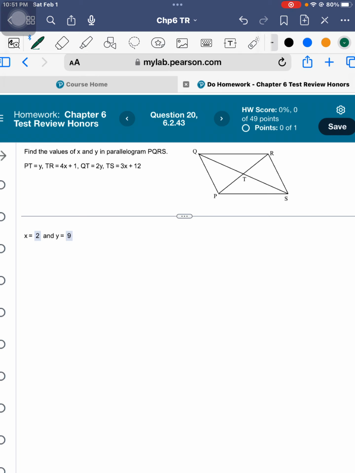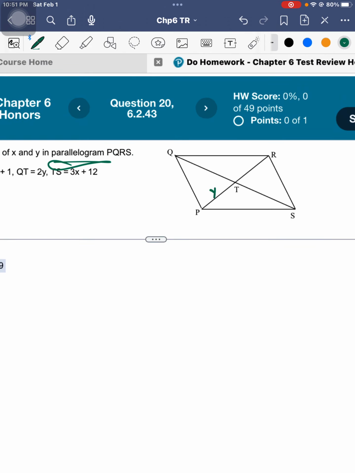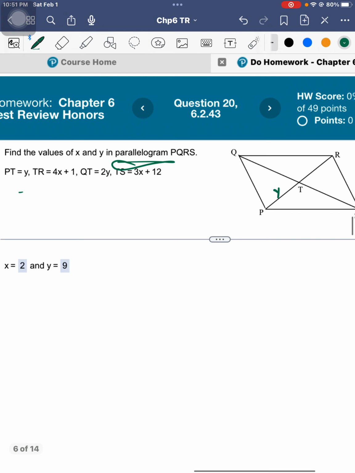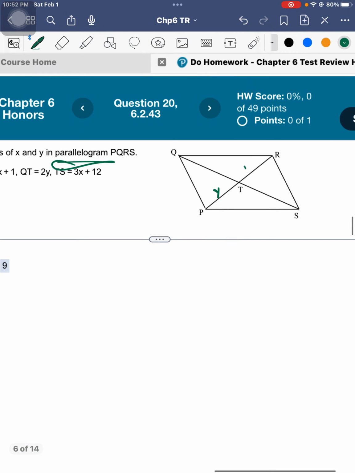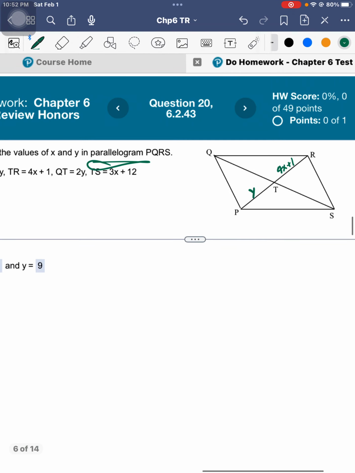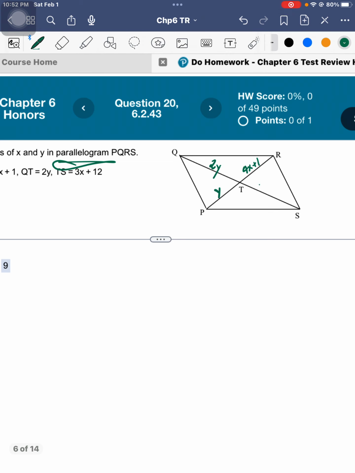Okay, let's look here. Find the values of X and Y in parallelogram. That's very important, parallelogram. PQRS. So let's write down what they gave us. PT is equal to Y. TR is equal to 4x plus 1. QT is equal to 2y. TS is equal to 3x plus 12.